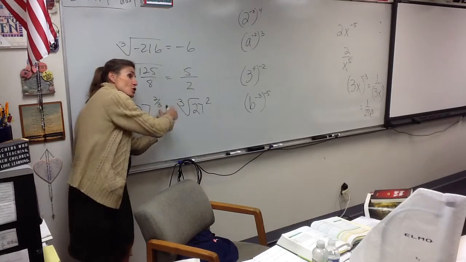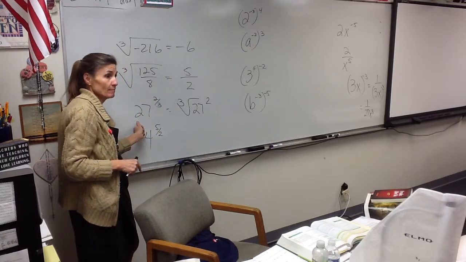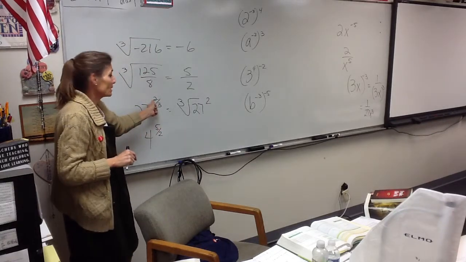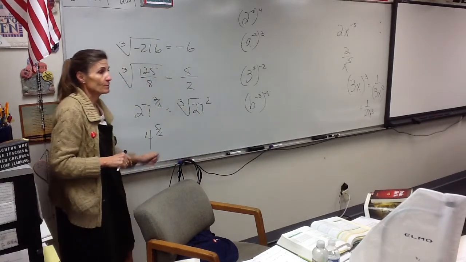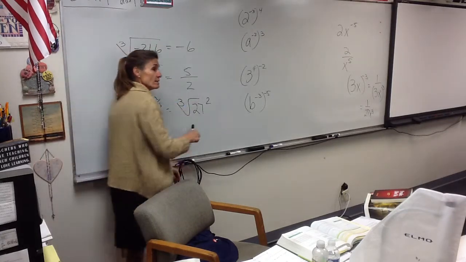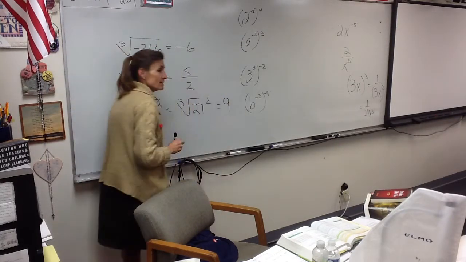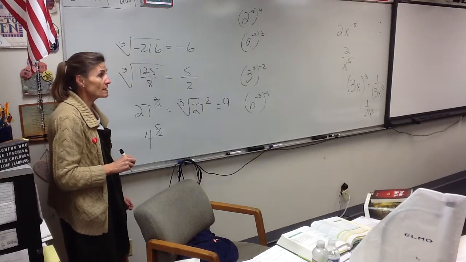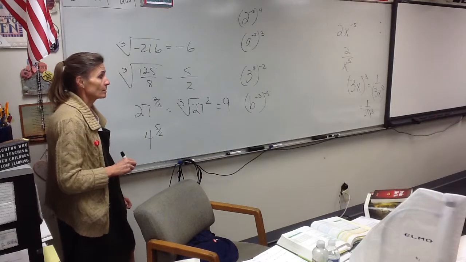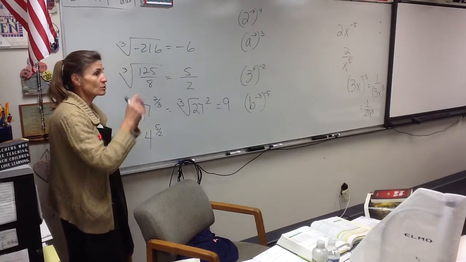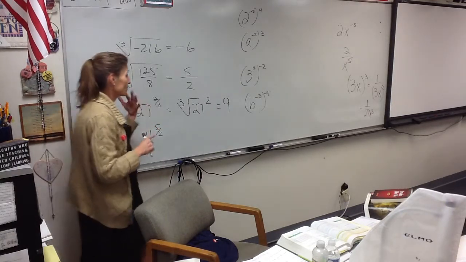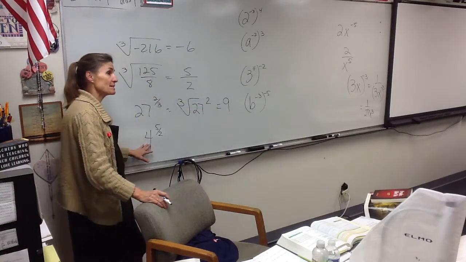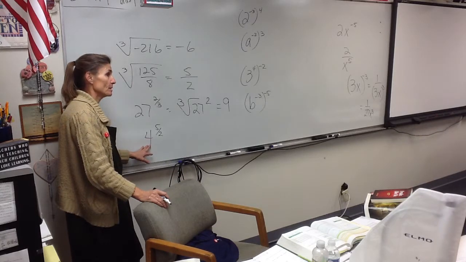One more time. This says cube root of 27. This says, whatever you get, square it. What's the cube root of 27? 3. 3 squared is? The answer to the problem is 9. The cube root of 27 is 3, that means 3 times 3 times 3 is 27. Squared would be 9.